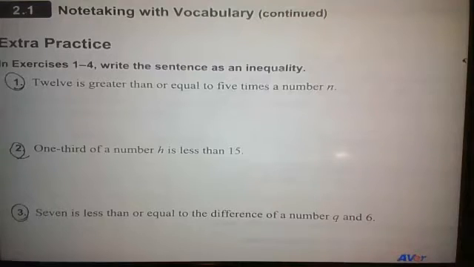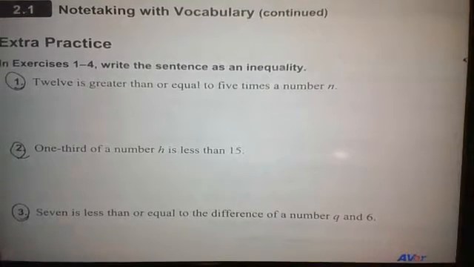Hi guys, hi. Okay, 2.1 through 2.6 review. Let's go through some practice problems so that the Big Ideas Math assignment is rocking and rolling.